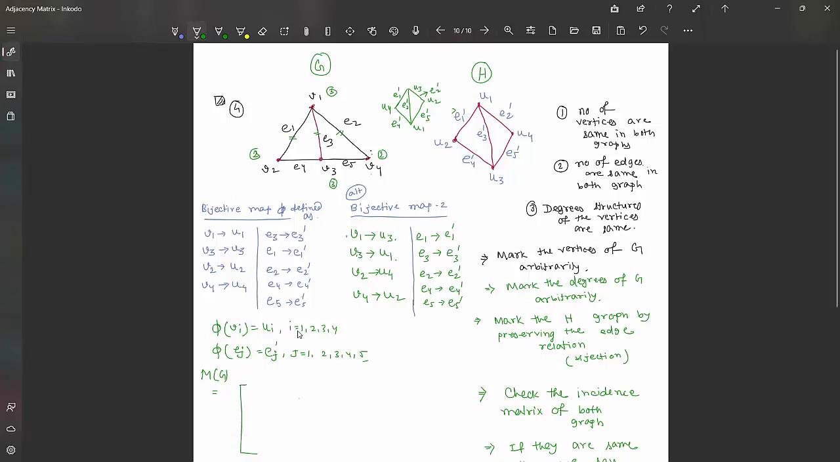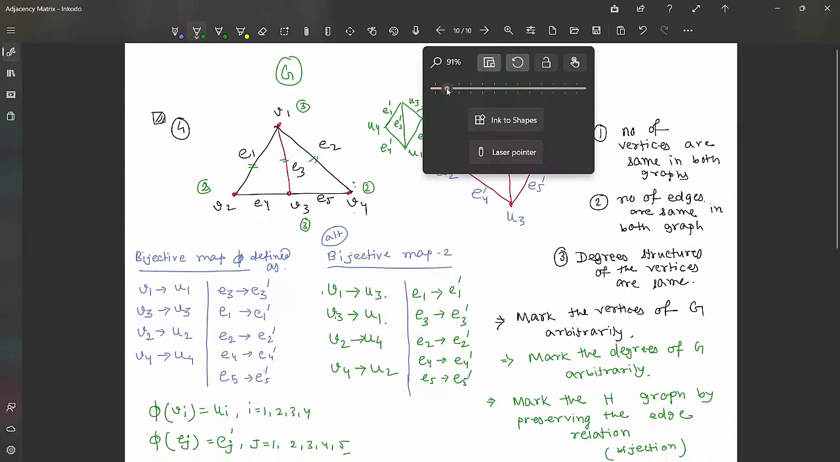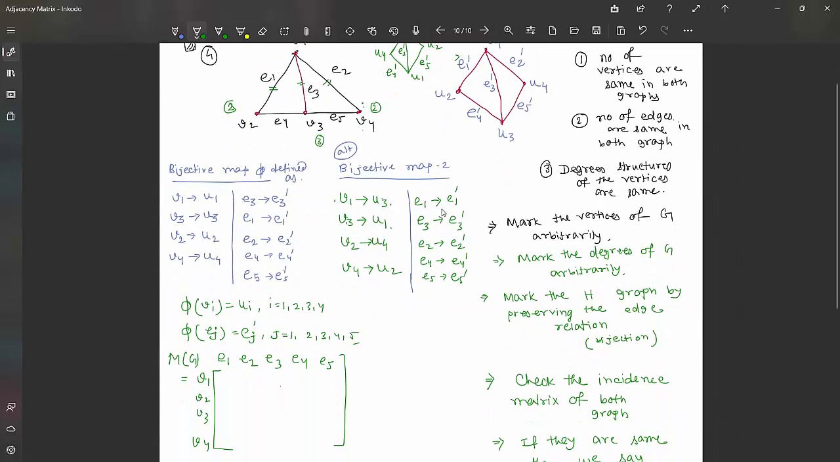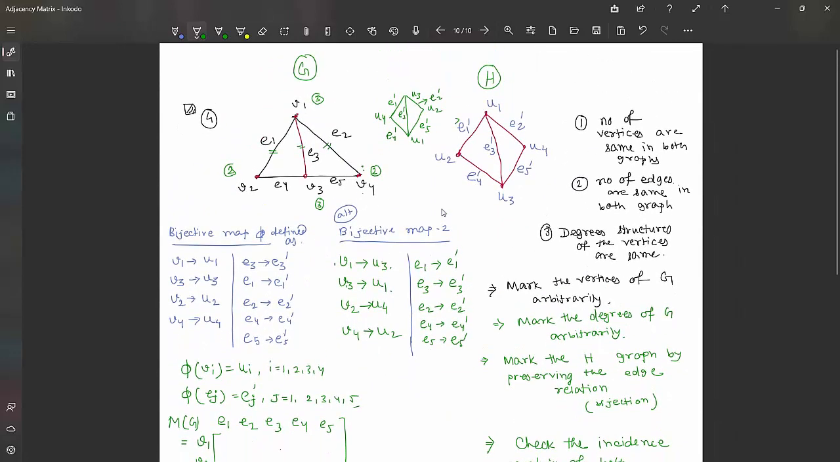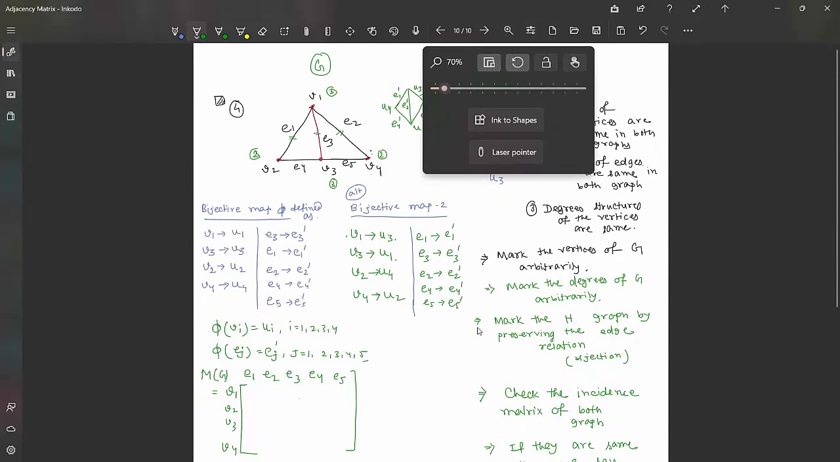Here the incidence matrix is, just take here E1, E2, E3, E4 and E5, and after that these are V1, V2, V3 and V4. Okay, so now just check the relationship of this edge and the vertex. Just check the relation.